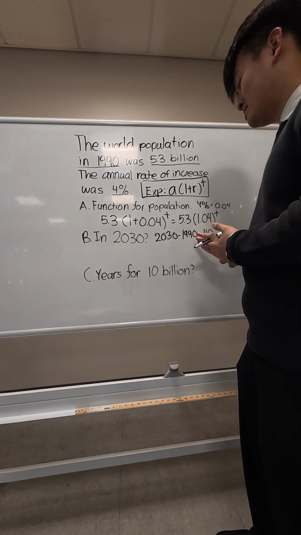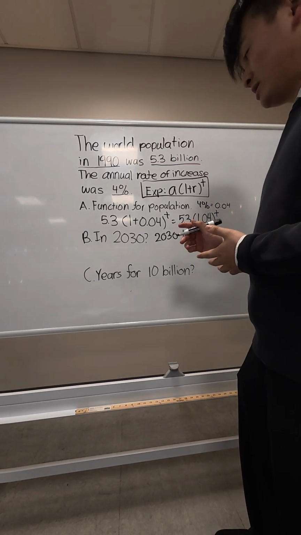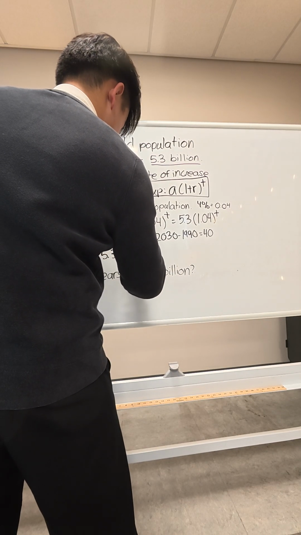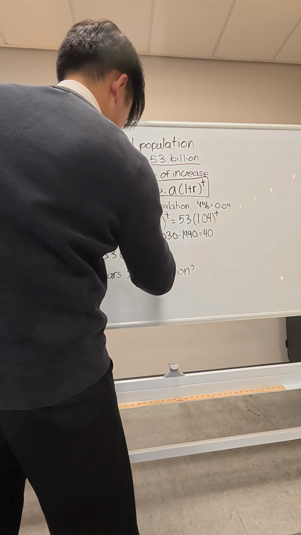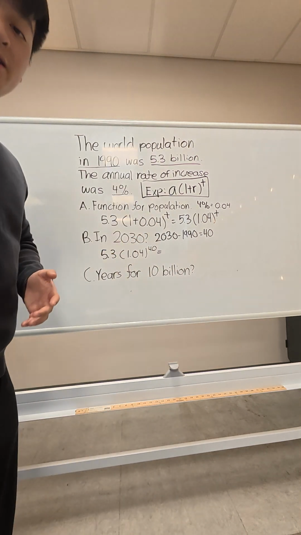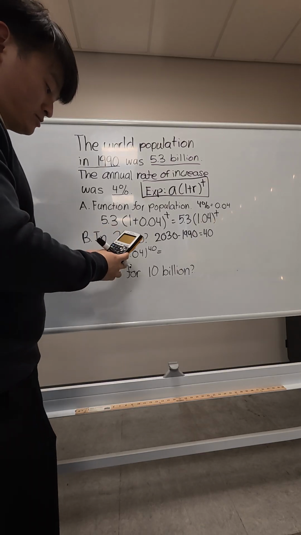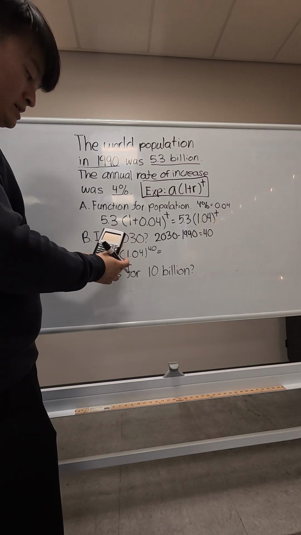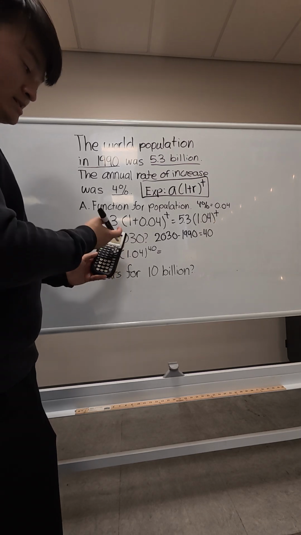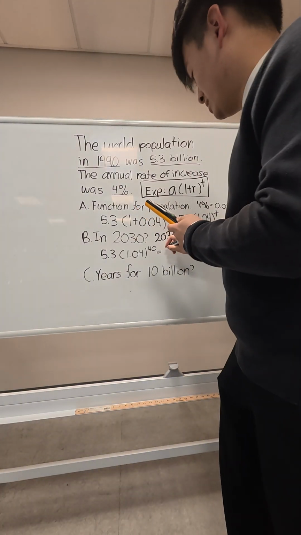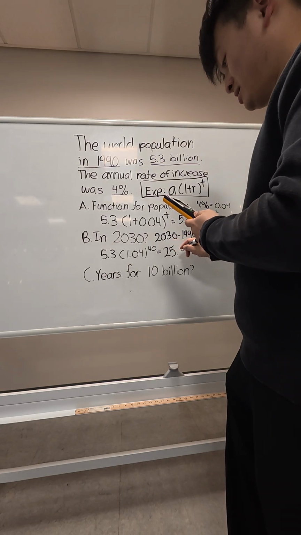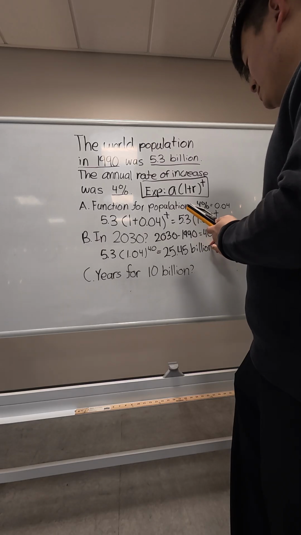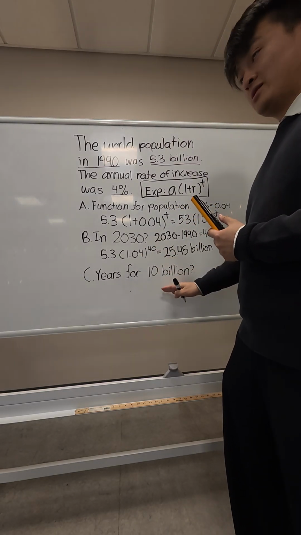Okay, cool. I can use this new time to plug it in for t. So that's what I'm going to do. I'm going to put 5.3 parentheses 1.04 to the power of 40. I'm going to put that in my calculator, and the way I write that is I put 5.3 parentheses 1.04 to the power of 40. This gives me my answer of 25.45 billion, and I gotta write billion. Okay, so that's cool. We now move on to part C.